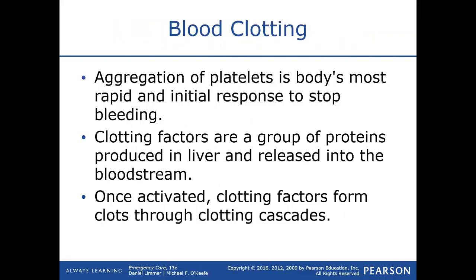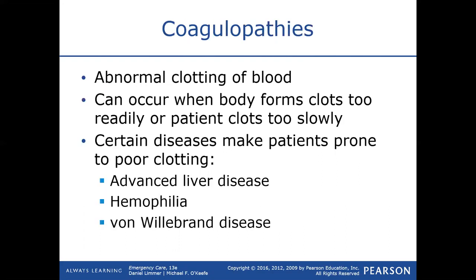So blood clotting, aggregation of platelets, is the body's most rapid and initial response to stop bleeding. So you get a cut, the platelets will aggregate, and they'll go to the site and they'll start to clot. Okay, clotting factors are a group of proteins produced in the liver and released into the bloodstream. Once activated, the clotting factors form clots through clotting cascades.